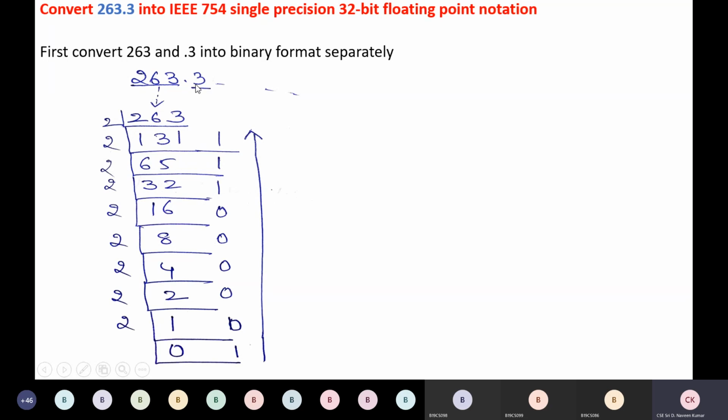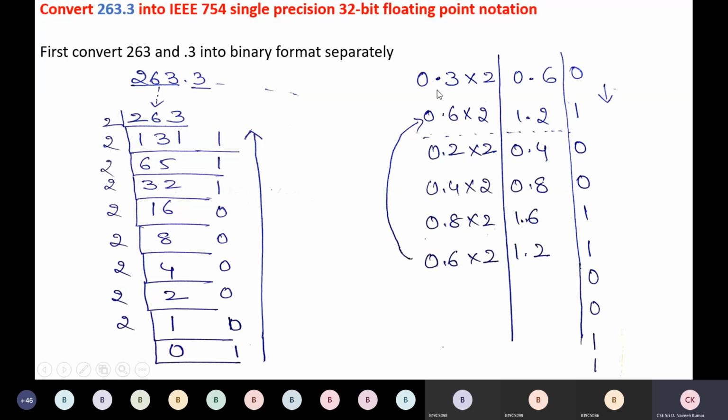Similarly, we need to convert 0.3 into binary format. The 0.3 format will be a different one, so we follow a different method. We multiply 0.3 by 2, and this is the method we use for converting 0.3 into binary. So 0.3 times 2 gives 0.6.